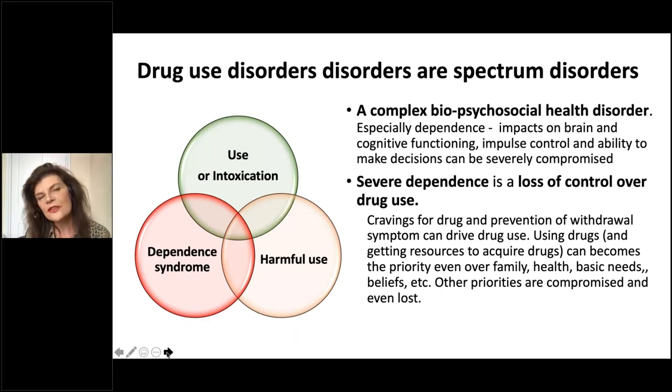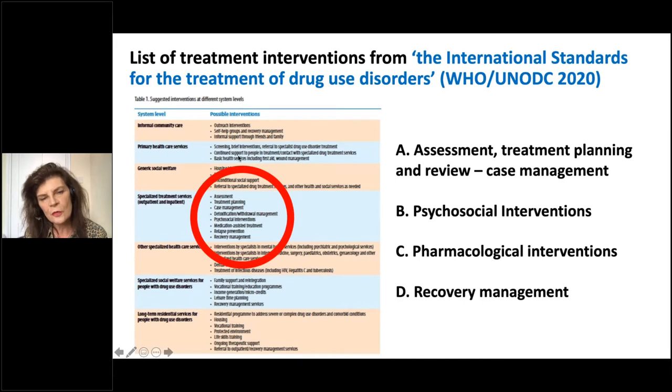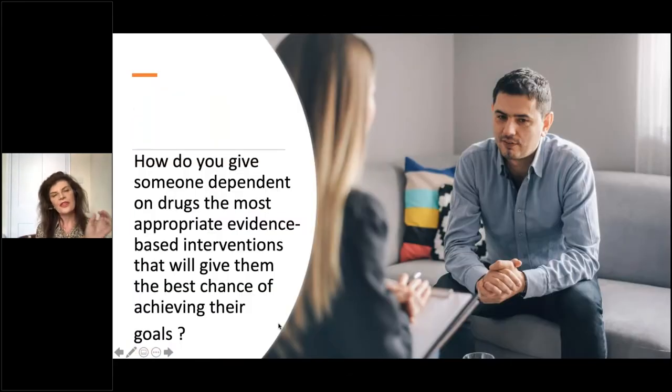Okay, so the list of treatment interventions that I'm going to look at is just the ones in the red circle, due to time. We're going to briefly look at assessment and treatment planning and review or case management, psychosocial interventions, pharmacological interventions, and recovery management. And we'll look at what works in relation to these things. The key question I want us to think about here is: how do you give someone who is dependent on drugs the most appropriate evidence-based interventions that will give them the best chance of achieving their goals?